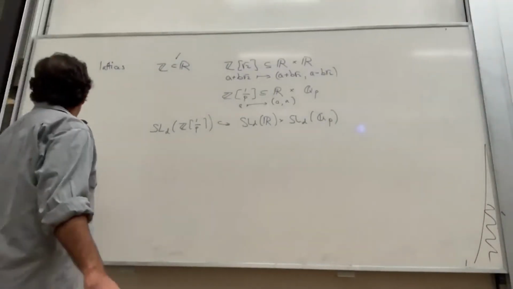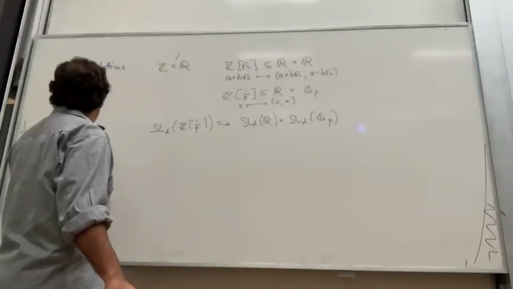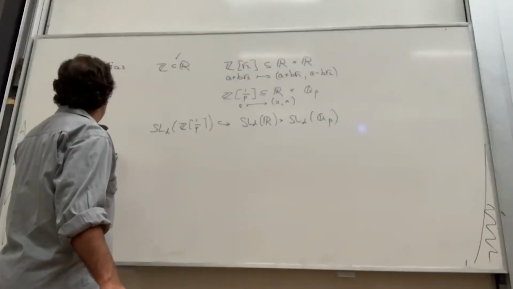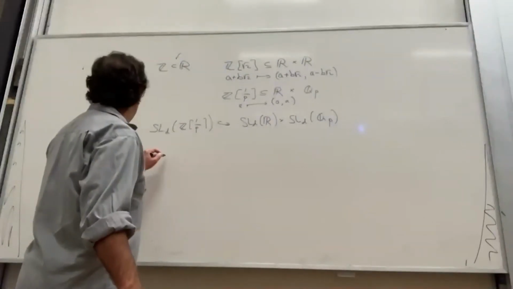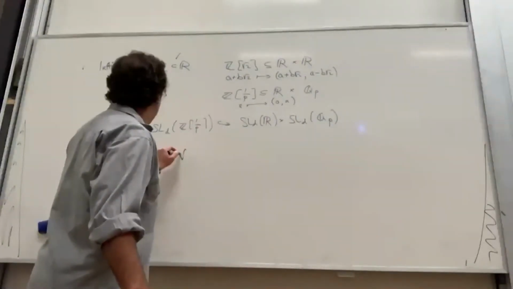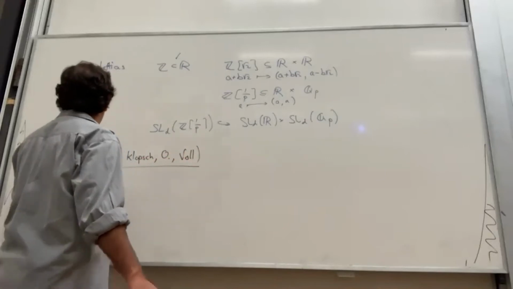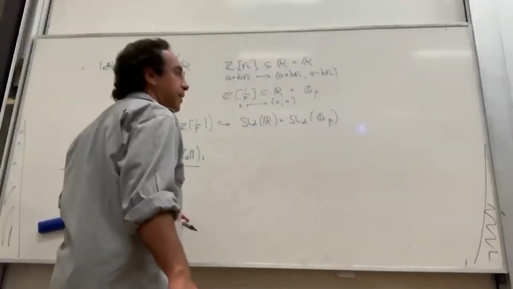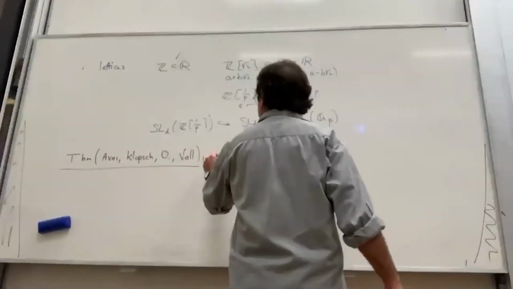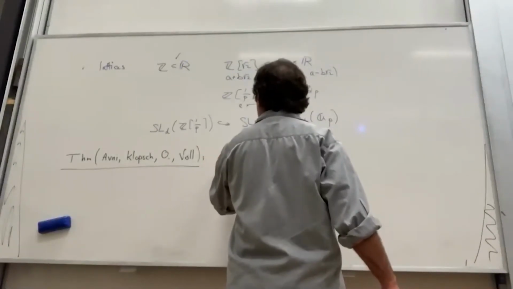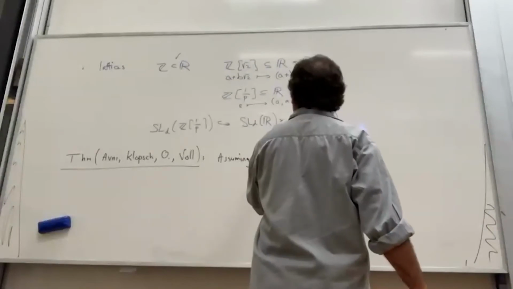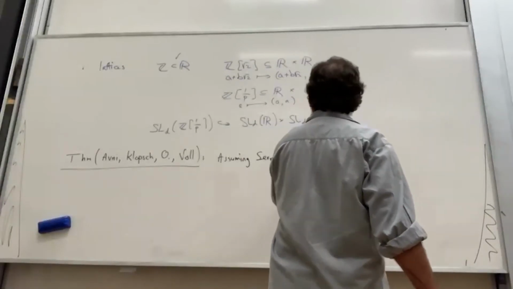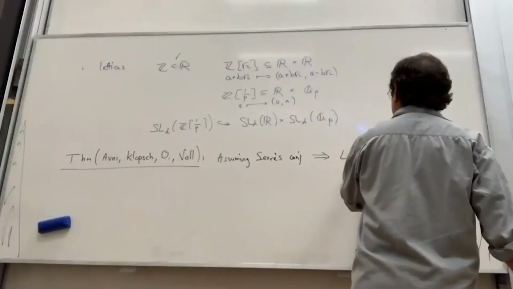So the theorem, this is joint with Nir Avni, Benjamin Klopsch and Christopher Voll, is that, assuming Serre's conjecture, the Larsen-Lubotzky conjecture holds.